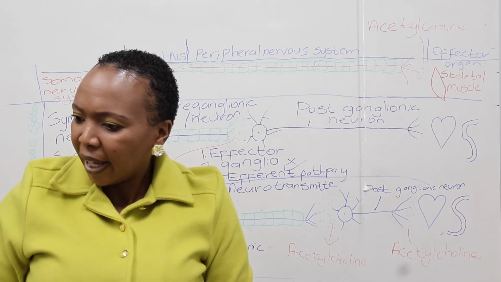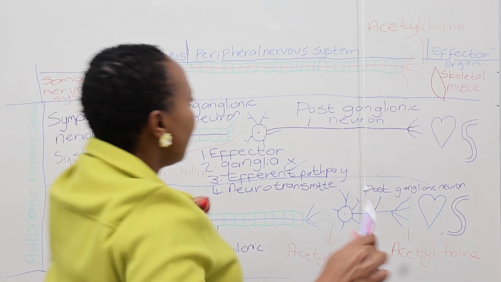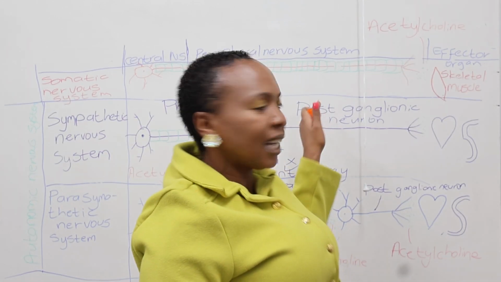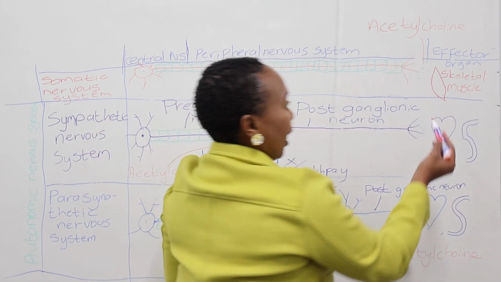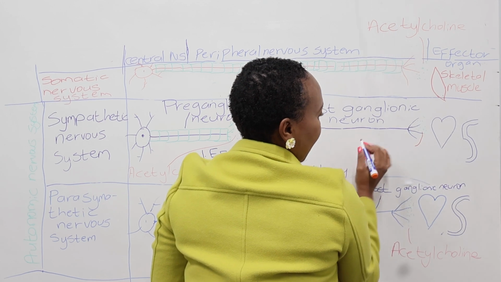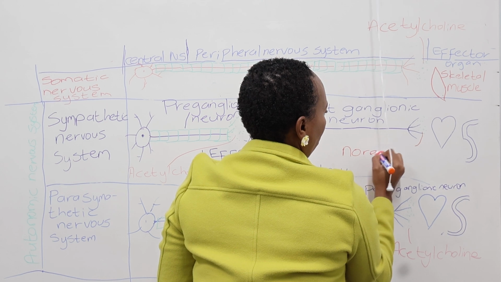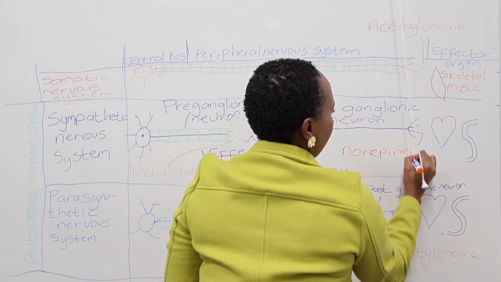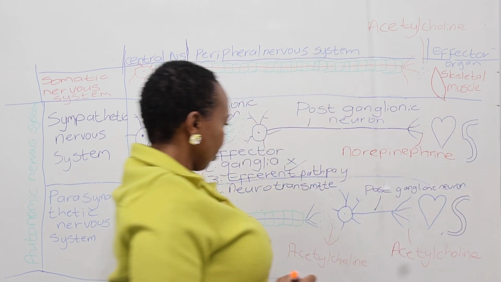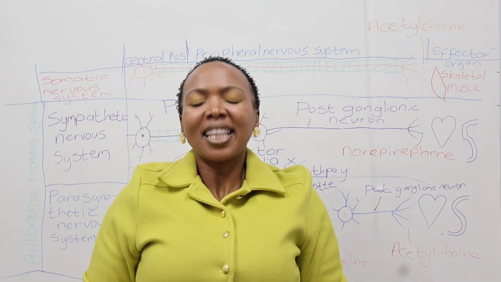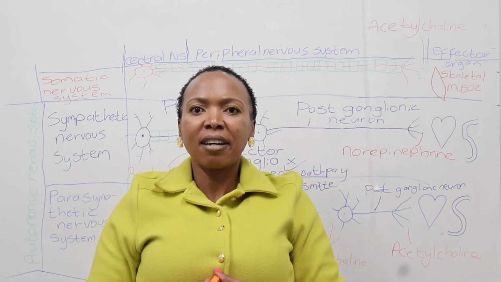And then there is a different neurotransmitter released now by the postganglionic neuron in the sympathetic nervous system. It is not acetylcholine, this is norepinephrine. So that is the difference between the somatic nervous system and the autonomic nervous system.